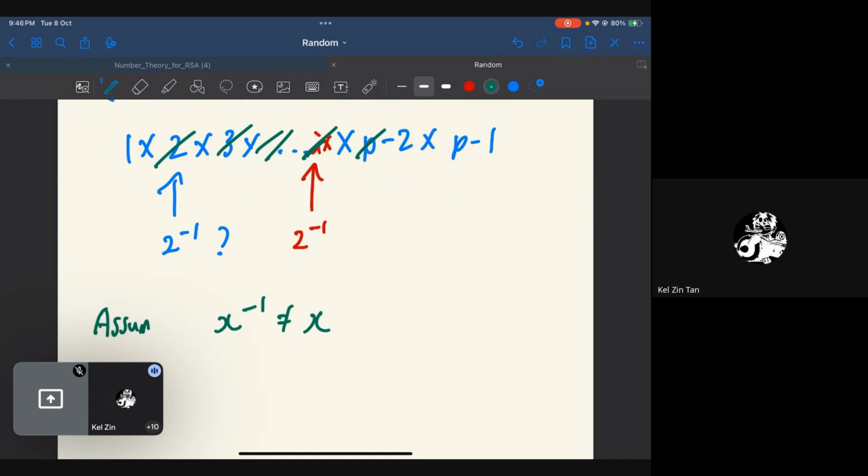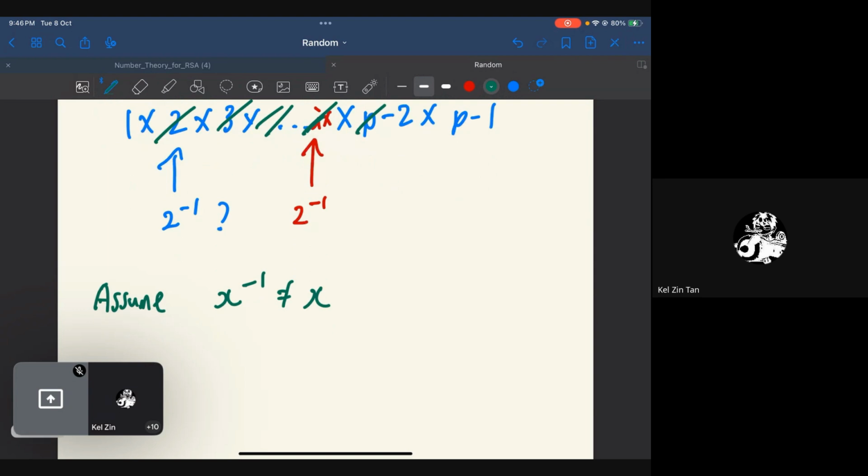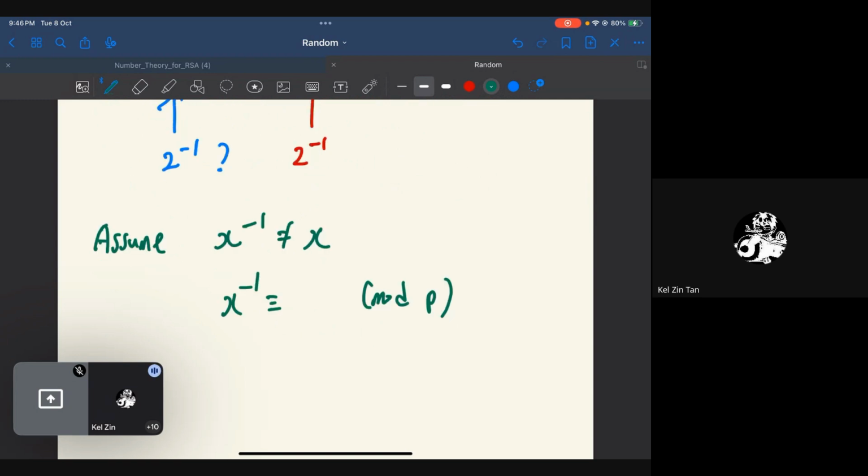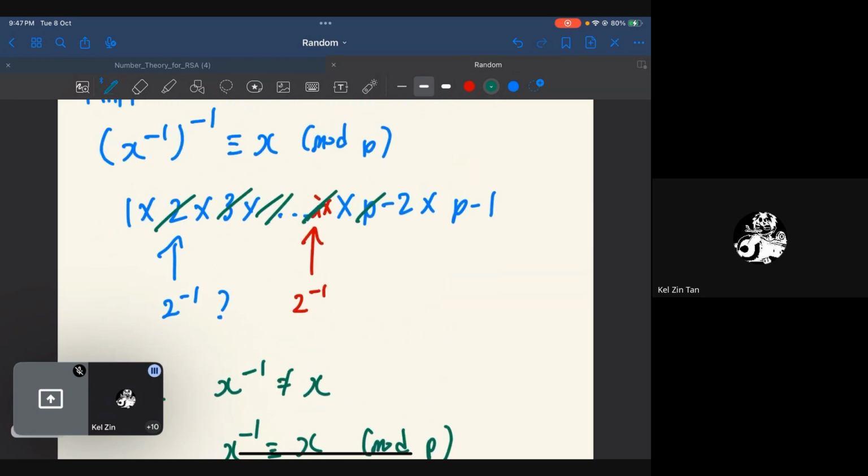So if x inverse is not equal to x, then when you multiply them, this thing and this thing will cancel out with each other. But when we do modulo p, we have something where x inverse is equal to x, and this x is exactly negative 1. So negative 1 inverse is negative 1, because negative 1 multiplied by negative 1 is 1. So we cancel out all the things, right?